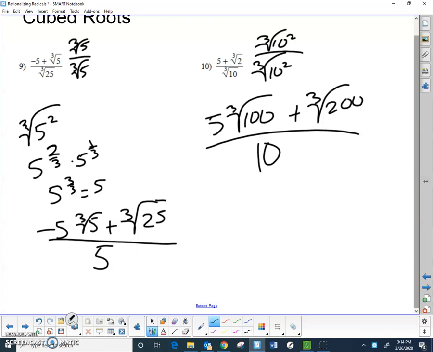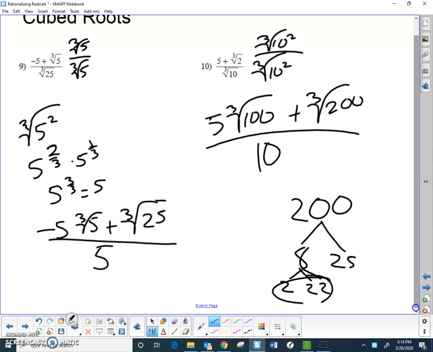All right, and this doesn't simplify out. You can break this 200 down. It breaks down to 8 times 25, and we know 8 breaks down to 2 times 2 times 2, so I can pull a 2 out of there. So my simplified answer would still be 5 times the third root of 100 plus 2 times the third root of, we're left with a 25 on the inside, all over 10. So we can simplify it a little bit, but not a whole lot.